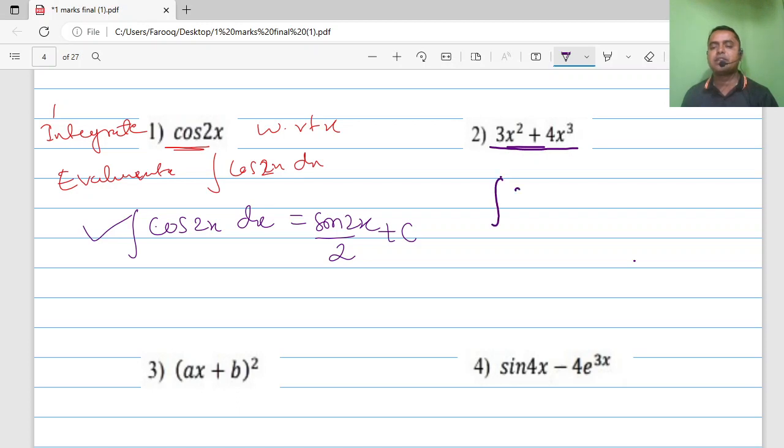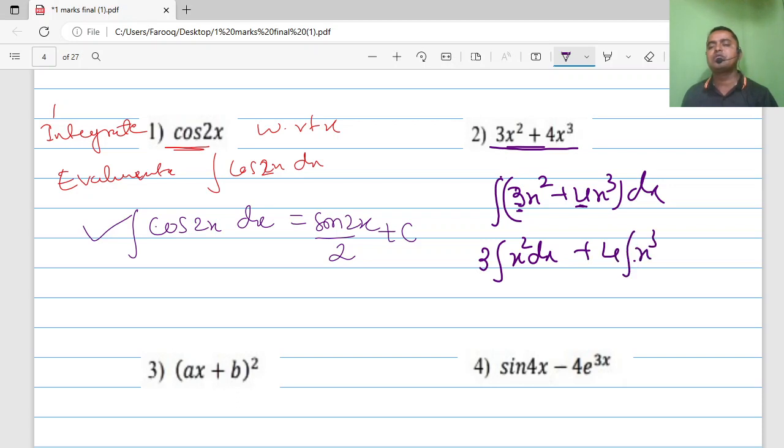By applying the basic rules we have learned just now, integral of 3x squared plus 4x cubed dx. See here, 3 is the constant, I am keeping it outside, x square dx, plus 4 is a constant, keeping it outside, and x cube dx. I am keeping the constant outside and only integrating the function. Integration of x raised to n, n means 2 here.